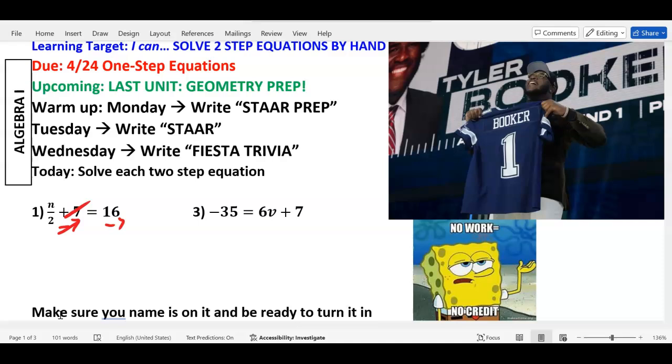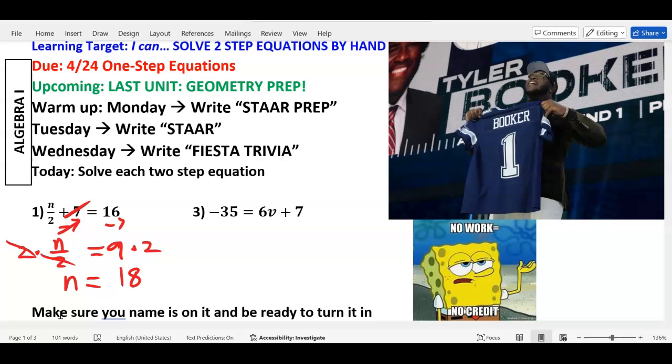Now, what is 16 minus 7? 9. If you must, you can use Desmos to do computations, but you actually have to show your work, like I've been saying over and over. Bring down n over 2 equals, and then you got 9. Last step, how do I get rid of a dividing by 2? What's the opposite of dividing? Multiplying by 2. 2's cancel on the side with the n, and that equals 9 times 2, which is 18.